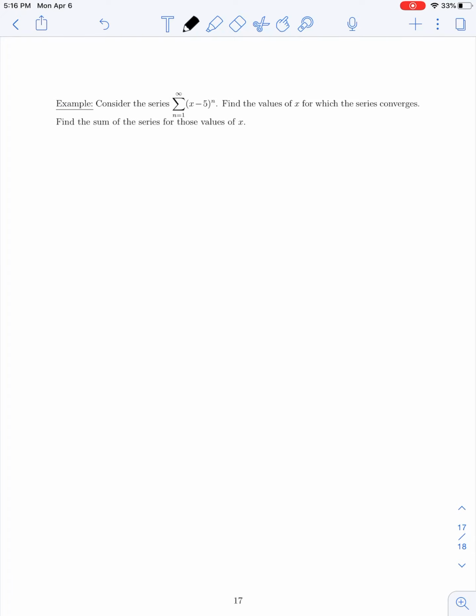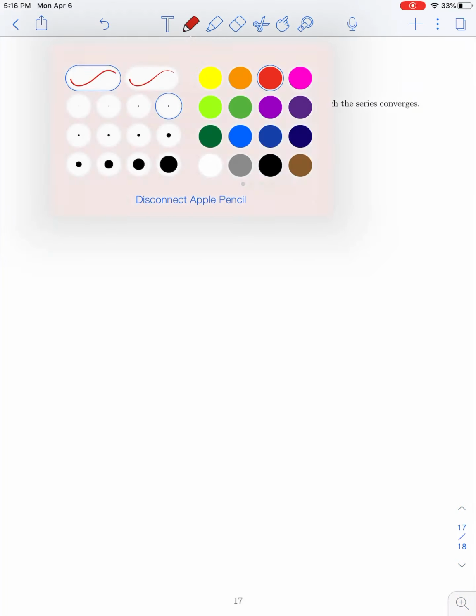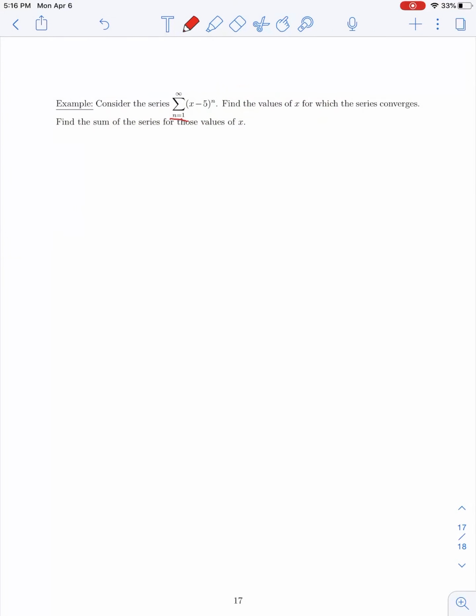Now in our next example, we are considering a series that might depend on some variable x. So here we're looking at the series where we're taking the sum from n equals 1 to infinity of x minus 5 to the nth, and we're asked to find the values of x for which this series will converge. And for those values of x, we want to find the sum of that series.